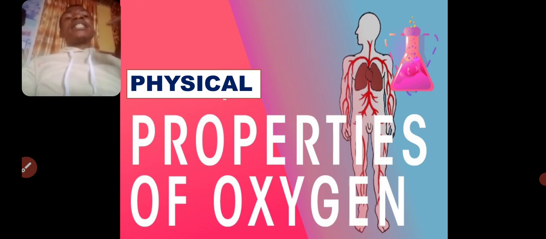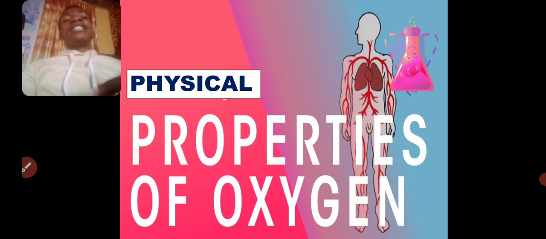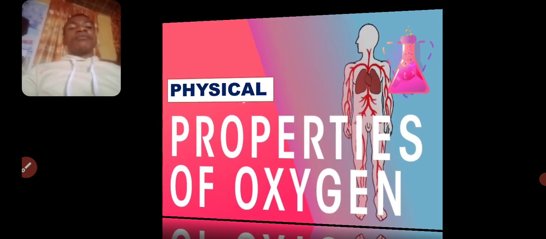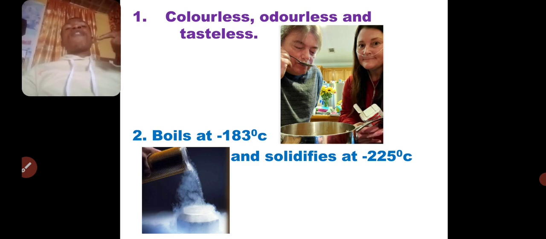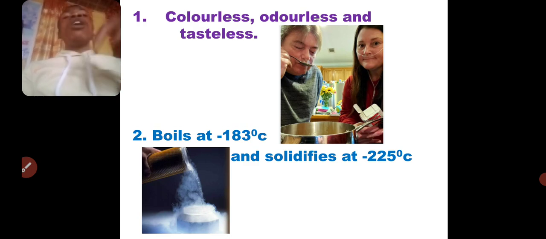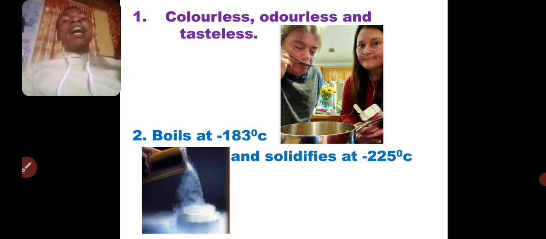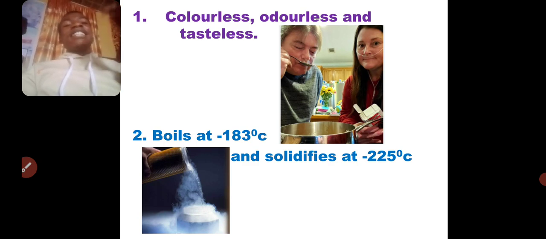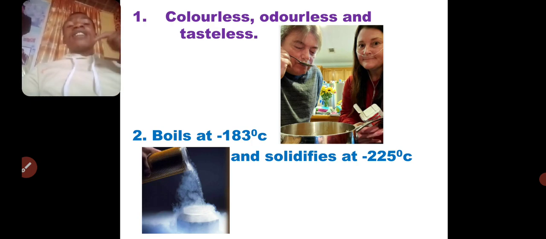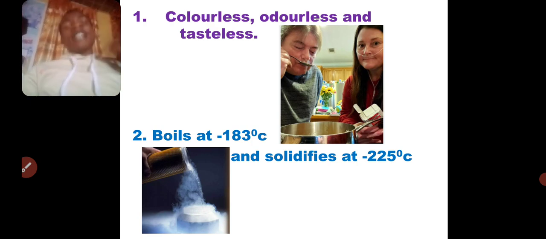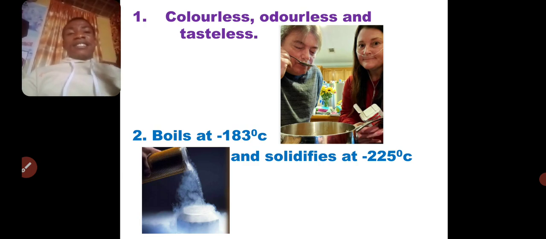What are the physical properties of oxygen? When I talk about physical properties, as I told you under hydrogen, we're referring to solubility, color, odor, taste, and all those properties that do not require changes in the chemical composition of the substance. For example, oxygen is colorless, odorless, and tasteless.